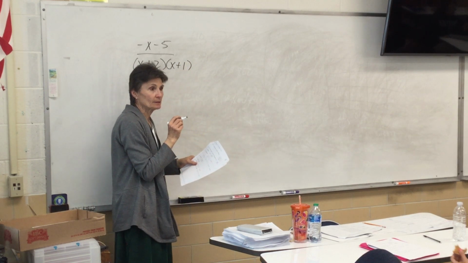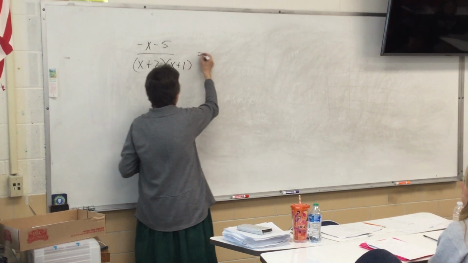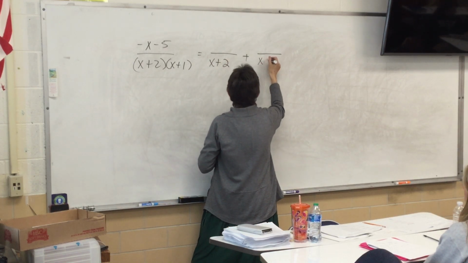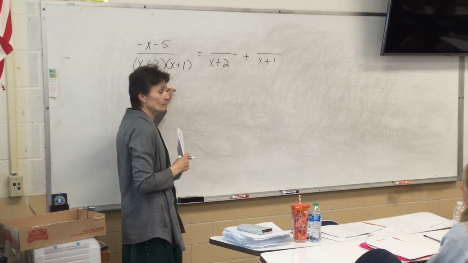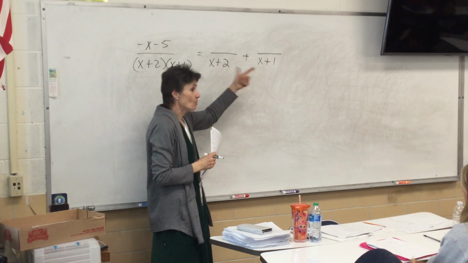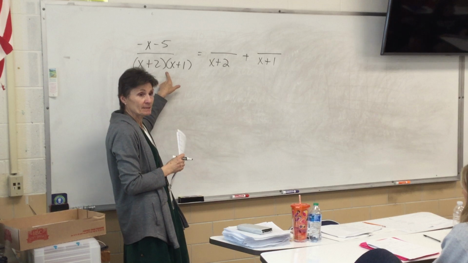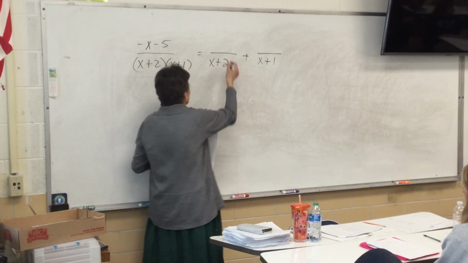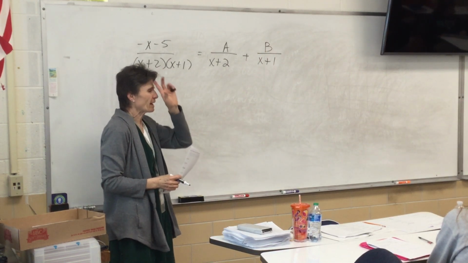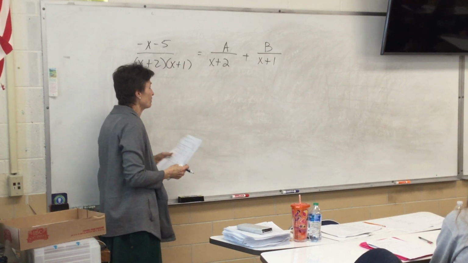Everybody good with that? And then she said, my job is to find the two little fractions that add up to this one. Because if I had a fraction over this and a fraction over this, when I added them, I'd have to get a common denominator, and that would be my common denominator, right? So I don't know what the numerators are. I'll call them A and B. You can call them whatever you want. I wouldn't necessarily choose X because X is already down here, but anything else is fine.